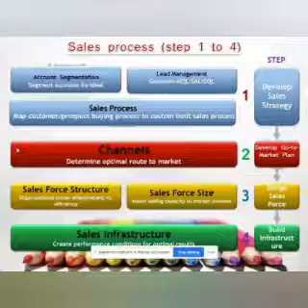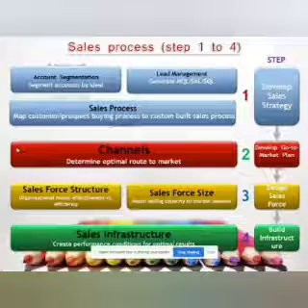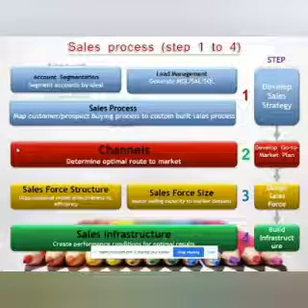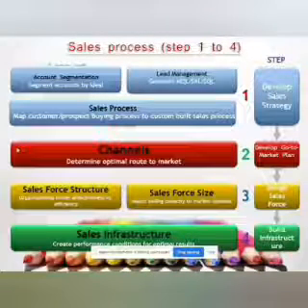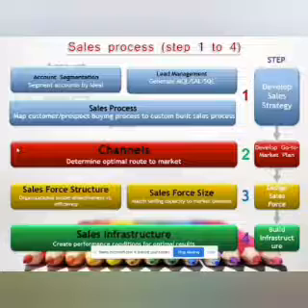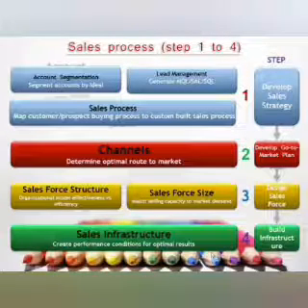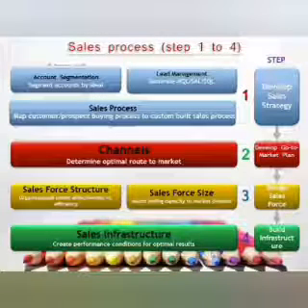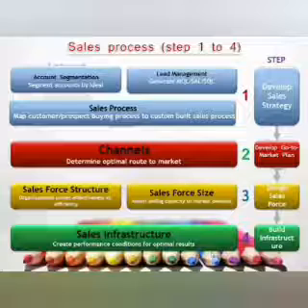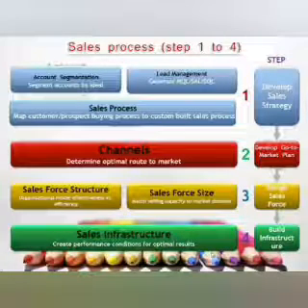And in step number three, what kind of structure is required and how many people are required. So sales force structure and sales force size. We have to decide this, and we call it sales design, sales force. And in number four, we have sales infrastructure, in which we have to build our infrastructure to perform under conditions for optimal results. We actually need optimal results. Optimal result means minimum inputs and maximum output.